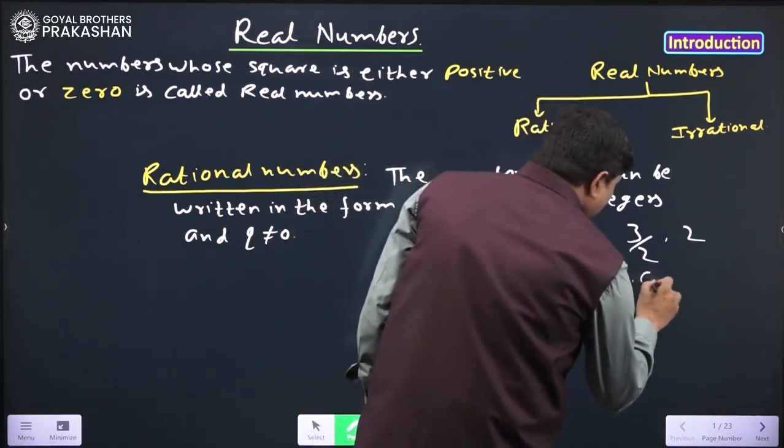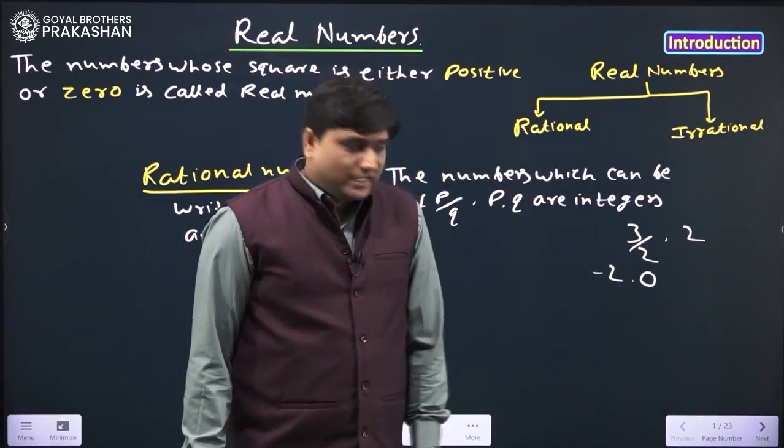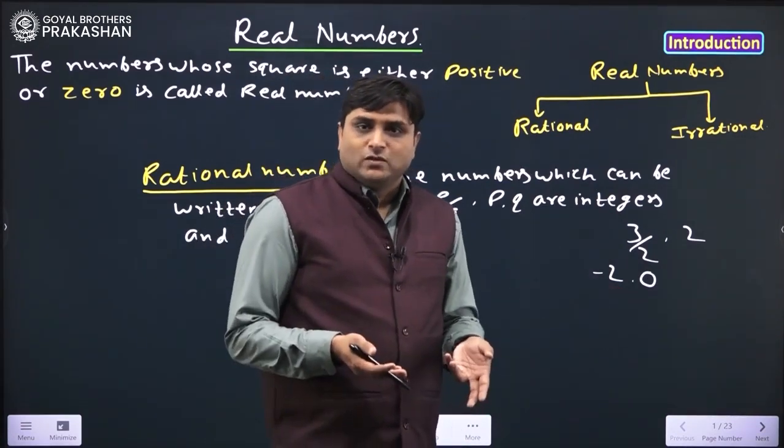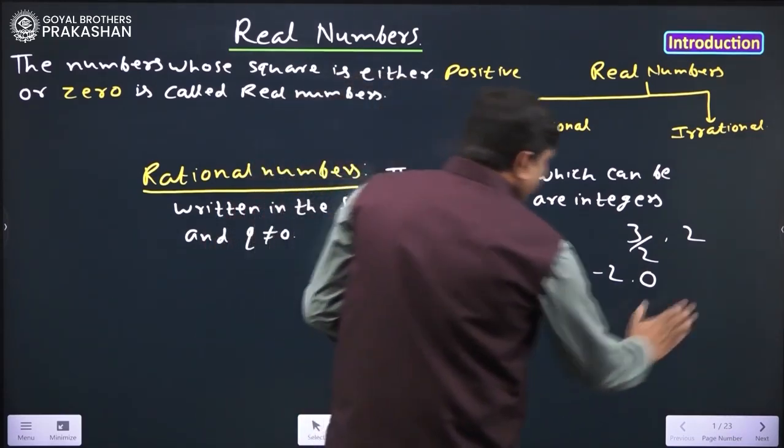If I write 0, then is it rational? Yes, 0 is also a rational number because P may be 0. 0 is actually 0 by 1. So P can be 0. Q should not be equal to 0. So these are some types of rational numbers.